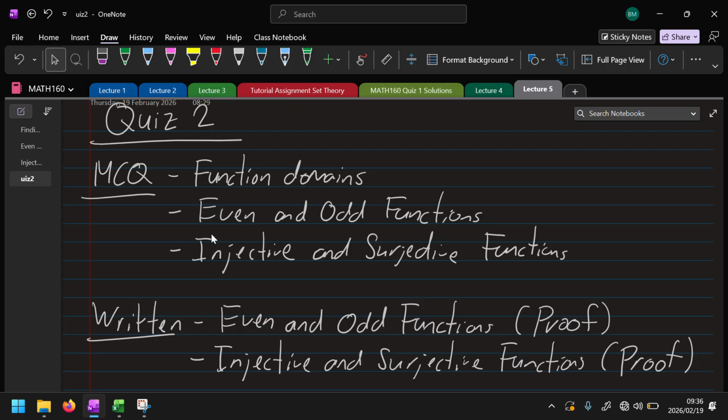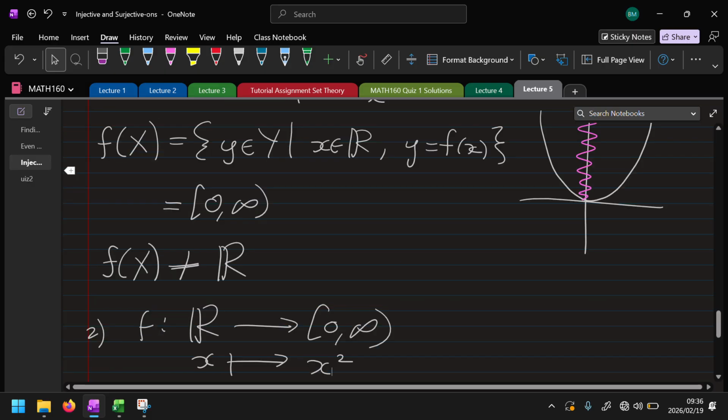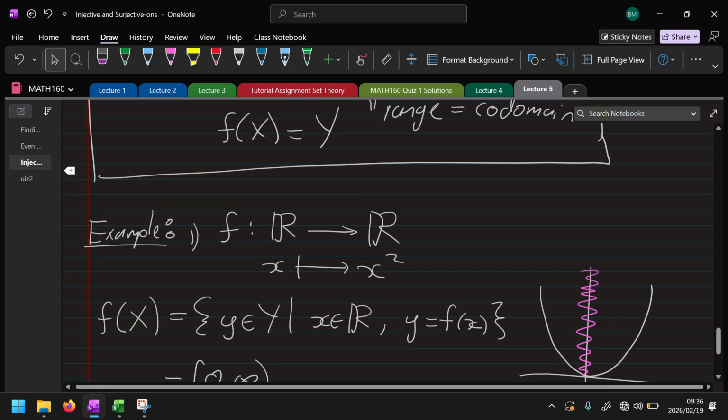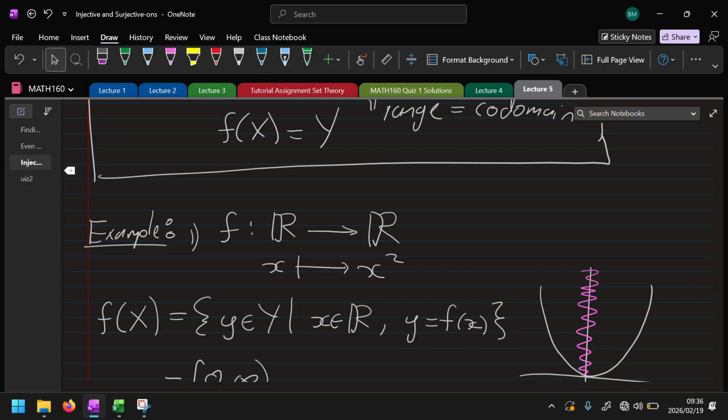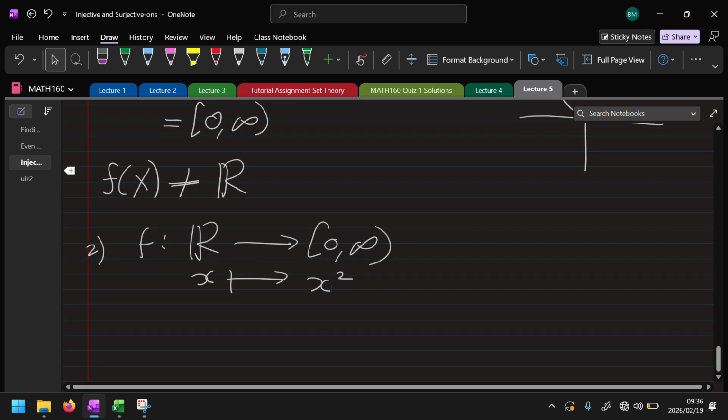Okay. And then injective, surjective, it will be like, here's a function, when is it injective, when is it surjective? Okay. So, like this example over here. So I give you this one and you choose, no, it's not surjective. Right? It's just MCQ, you just pick. And then this one over here, I give you this and you say, yes, it is. Yeah, something like that. Okay, so that's for the MCQ part.